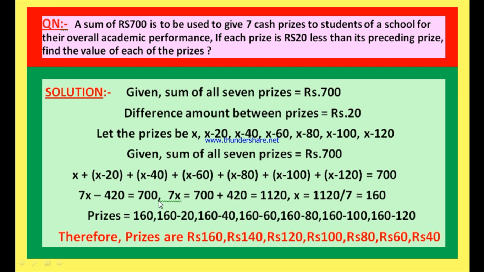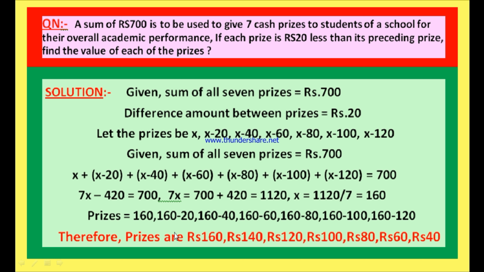The first prize x is 160 rupees. Second prize x minus 20, 160 minus 20. Third prize x minus 40, 160 minus 40. Next prize x minus 60, 160 minus 60. X minus 80, 160 minus 80. X minus 100, 160 minus 100. X minus 120, 160 rupees minus 120 rupees.